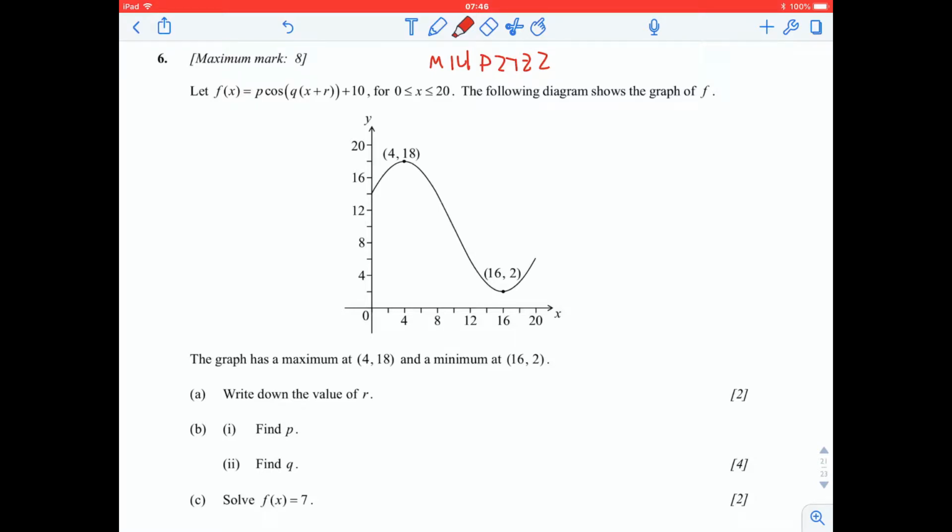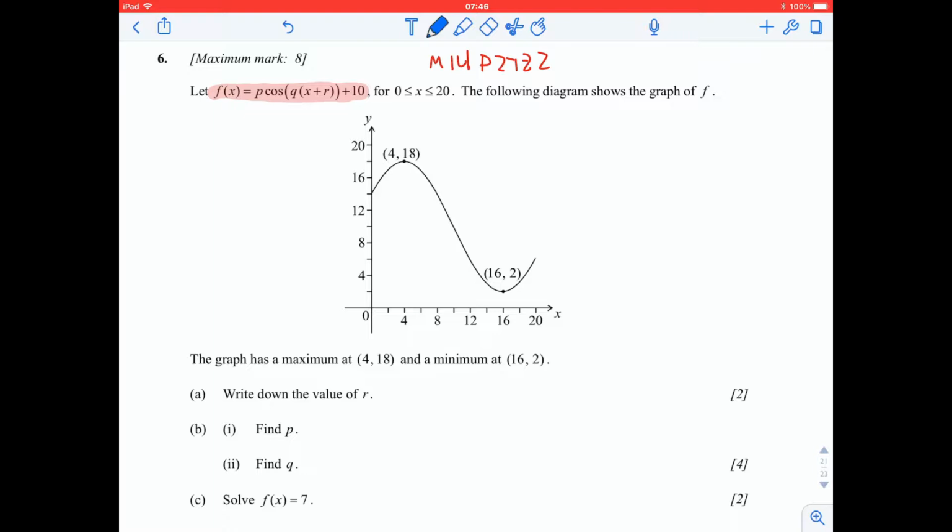This is the May 2014 SL exam, paper 2, time zone 2. We are given a trigonometric function. We can see that there are some constants there. We know what the 10 is, but we don't know P, we don't know Q, we don't know R. But we are given a graph. So let's figure out what's going on with this graph.